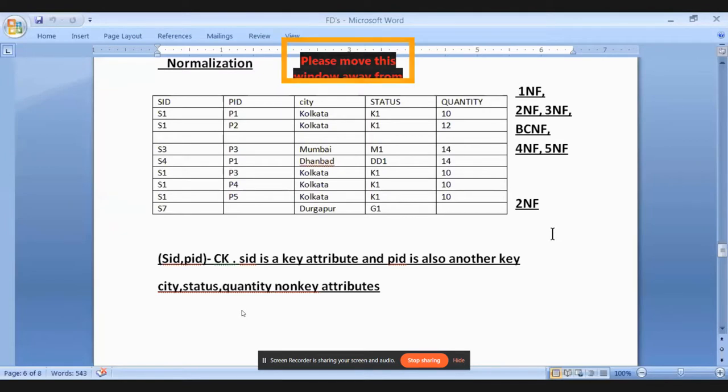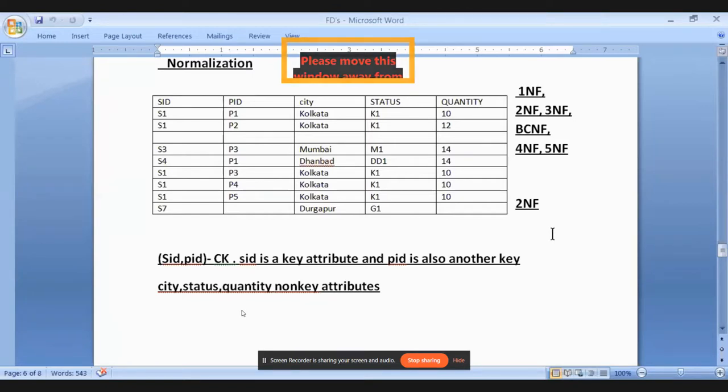No non-key is partially dependent on the candidate key. A relation will be in 2NF if it is already in 1NF and no non-key attribute is partially dependent on the candidate key. This is the complete definition. You have to say the relation should be in 1NF. Then only we can talk about 2NF. And then you will say that no non-key attribute should partially depend on the candidate key.